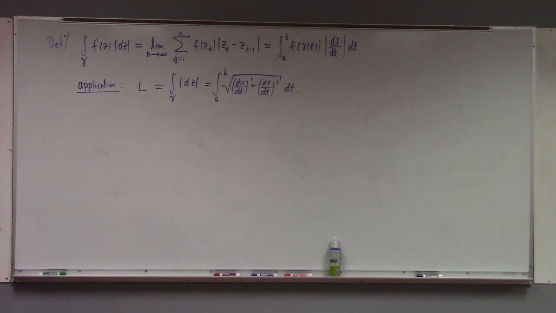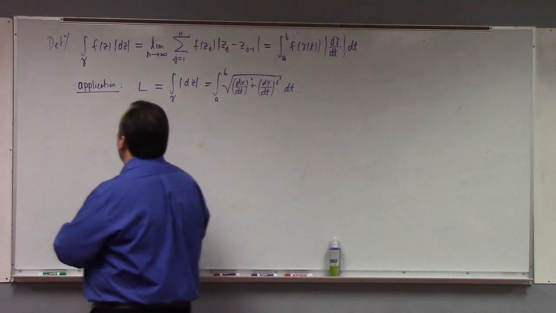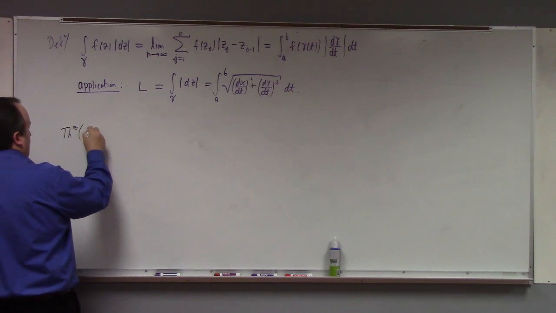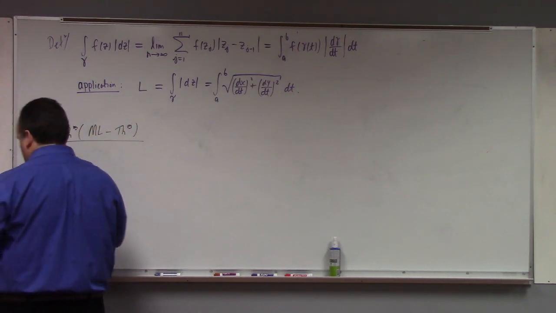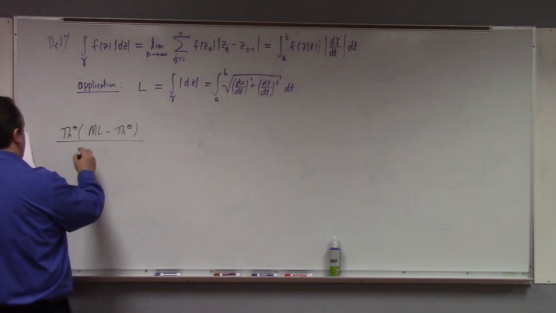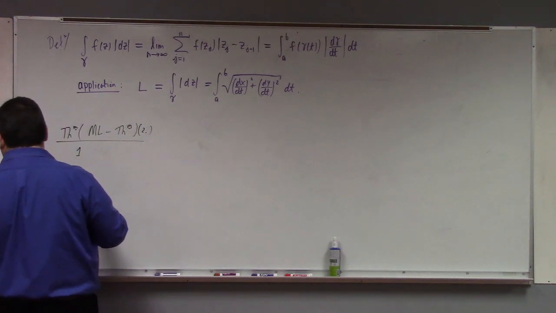Now we have a theorem. This is the so-called ML theorem. The ML theorem states the following. Part one is not the ML theorem; part two is the ML theorem.